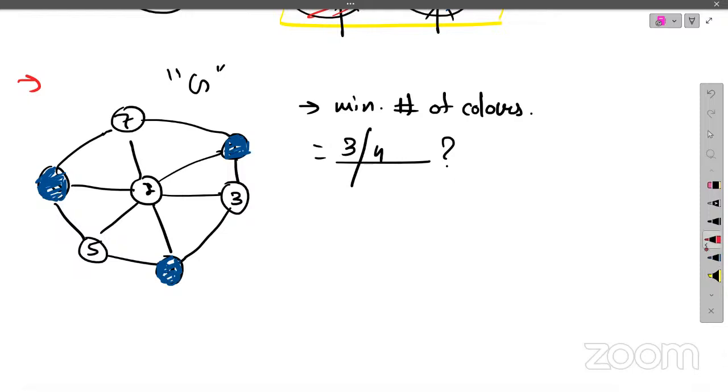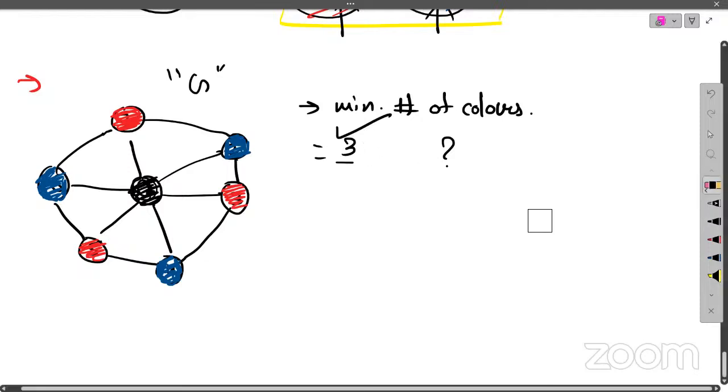So let's take red. Suppose I assign the red color to vertex number 3. Now what are the vertices on which we cannot assign red? We can assign it to 5 and 7, because they are not connected to 3 directly. But again, we cannot assign the red color to vertex number 1, and we cannot assign blue to vertex number 1. So here we have to take another color. Suppose I assign it black. That means for coloring this graph, I need 3 colors only. So the answer will be 3. Okay, so that's how we have to do it.